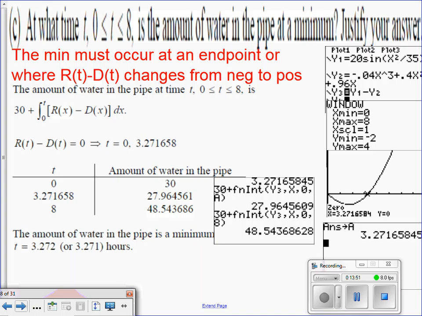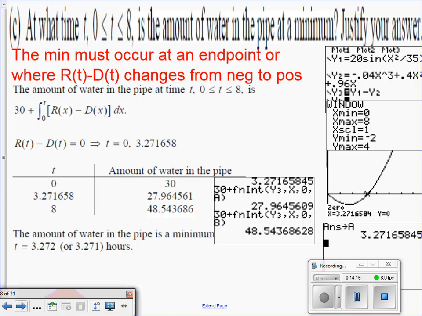Now, to find the amount of water at these times, at 0, they tell you you have 30 cubic feet. They just wrote on top here amount of water in the pipe. That's fine. You can write whatever you want. You call it A of T.